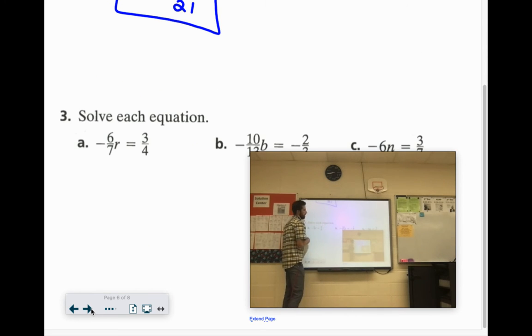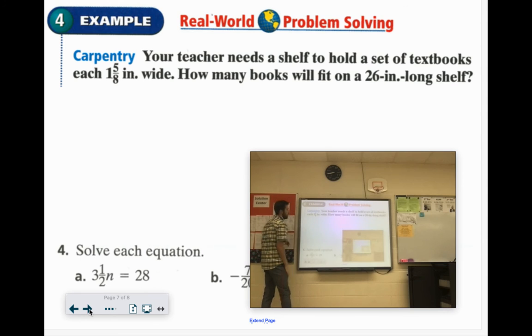Let's see. Oh, I really want to get to those impropers. Negative doesn't really make a difference. All right, here's our improper.